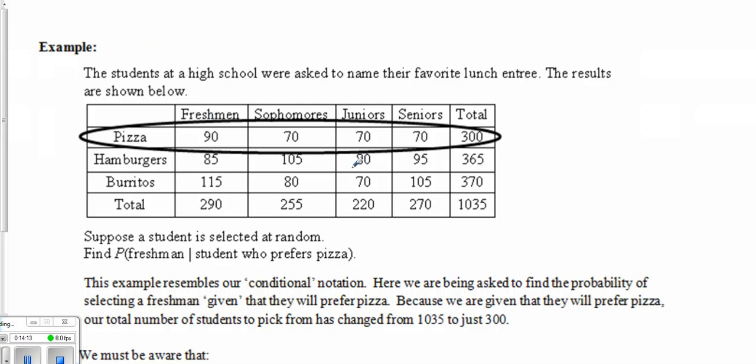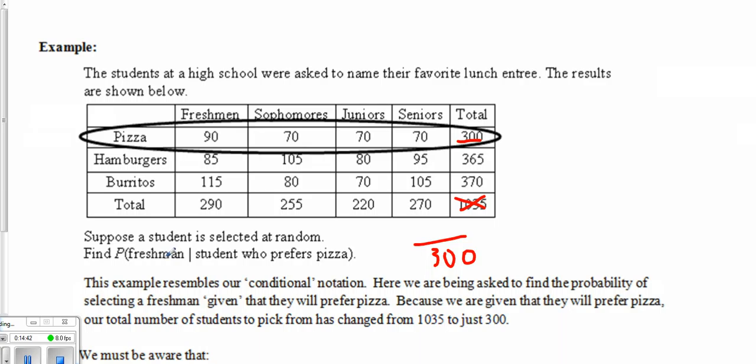Now this one is a conditional event. We can tell because it has this bar right here up and down, saying we want to know what's the probability of picking a freshman given that it's a student who prefers pizza. So if we're looking at the total of people who like pizza, that's no longer the total of all of our students. We're just looking for the total of people who like pizza. So 300 is now our total amount.